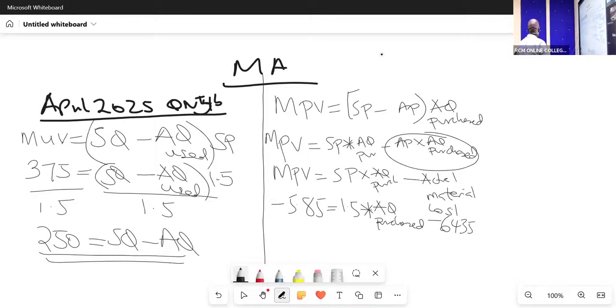So can somebody do some abracadabra and give me the AQ? Because now I have one unknown with one equation, I can easily evaluate the AQ. What shall I do? I will take this minus 6435 to the other side, so it will be minus 585. This other side is negative, here it becomes positive, isn't it? Equals 1.5 times AQ purchased.